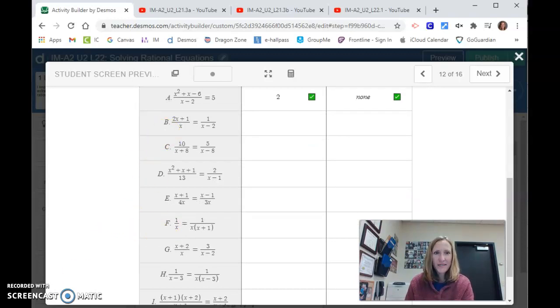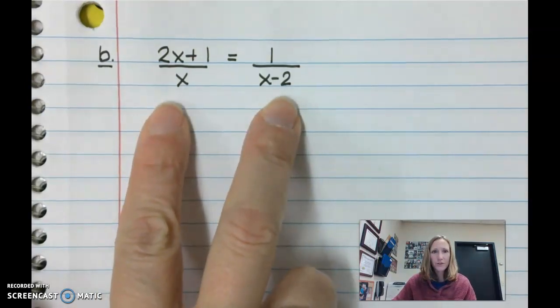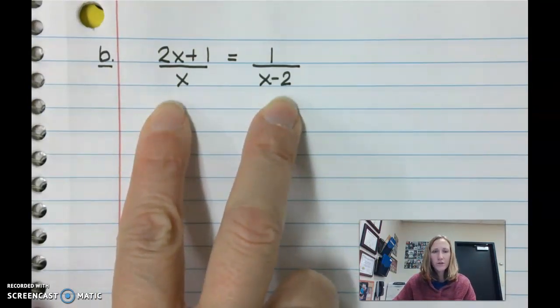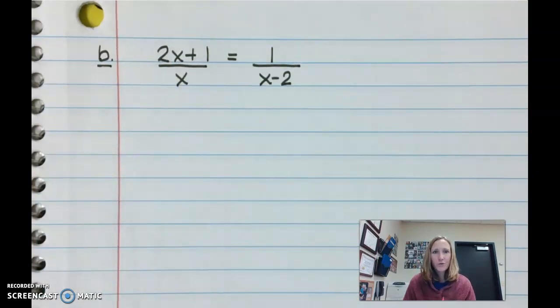Let's look at B. Okay, so in B we have a rational equation. This time though we've got two fractions, two ratios, two rational pieces to this equation. And in both of them the denominators are different. And so to eliminate those denominators, we're going to need to multiply by them. So I'll show you two different ways that we could get there.